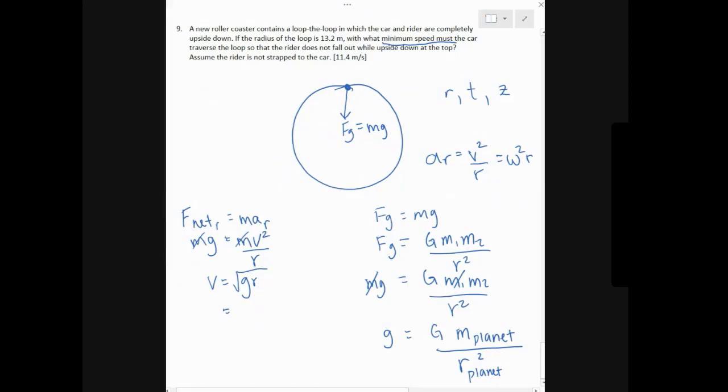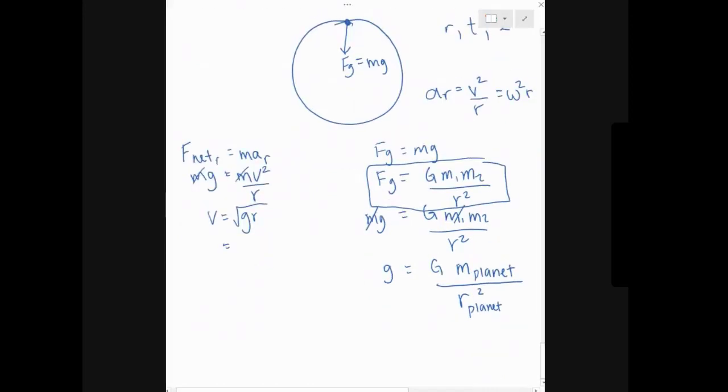So that's the formula for little g. That formula is not given to you on the formula sheet, but the formula for FG is. So you should be able to get that formula. You're just basically getting rid of one of these masses. So if you were not on the surface of the Earth, but you were on the surface of some other planet, then you could find the little g using this. And that's how the question will get harder on the exam, is that you might just be on a different planet, so you'll have to use a different g.